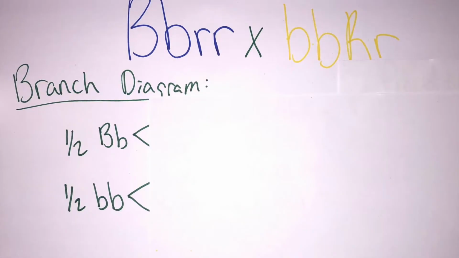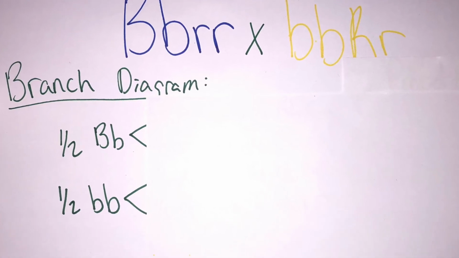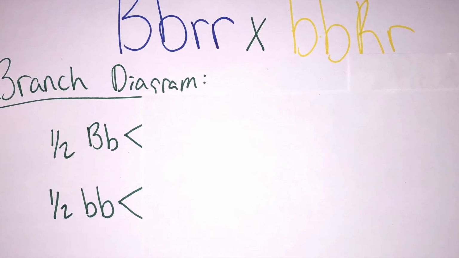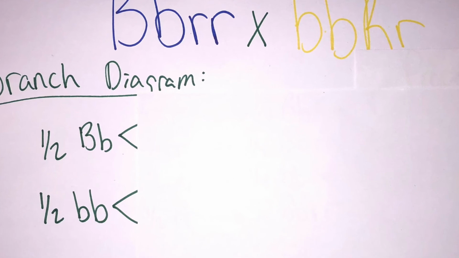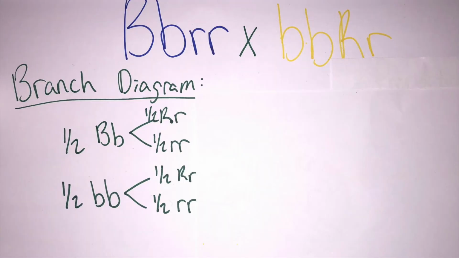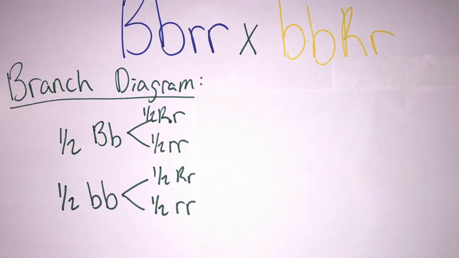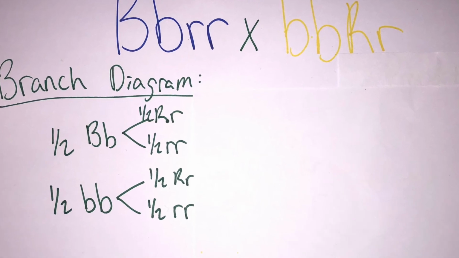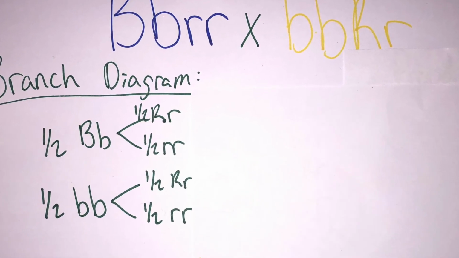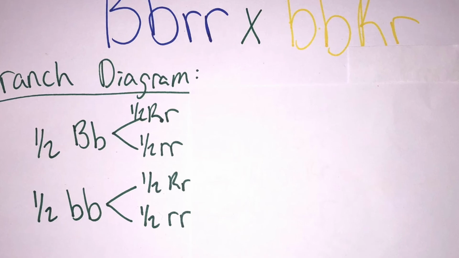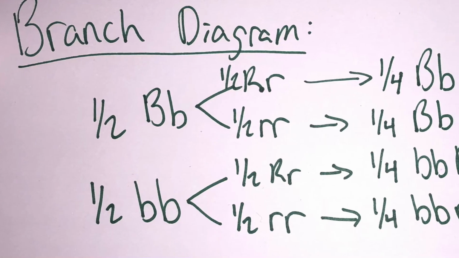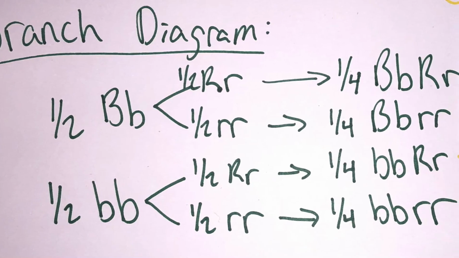The blue unicorn has a 50% chance of passing on either a dominant or recessive B, while the yellow unicorn can only donate a recessive B. At the second locus, the blue unicorn can only donate a recessive R, and the yellow has a 50% chance of passing either the dominant or the recessive R. From these genotypes, we can follow the pathway like we did in the dihybrid cross.